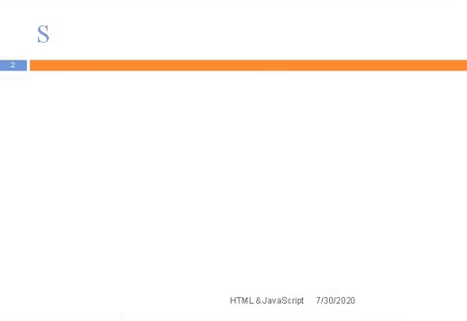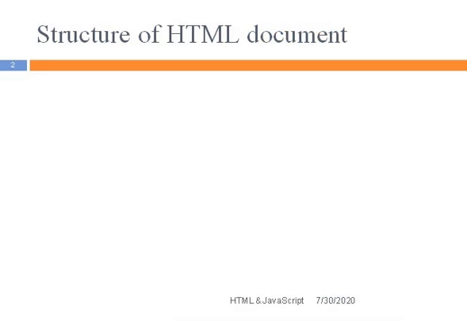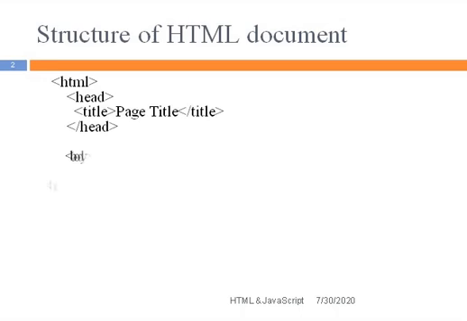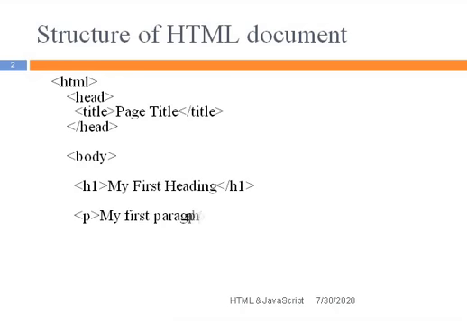Now we will see the structure of an HTML document. How is the structure of an HTML document? In this you can see, first of all we have to write the HTML tag. You have to write the HTML tag first, which will open your HTML file, surrounded by angle brackets. And the next one is the head tag.